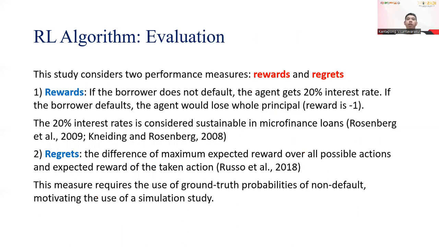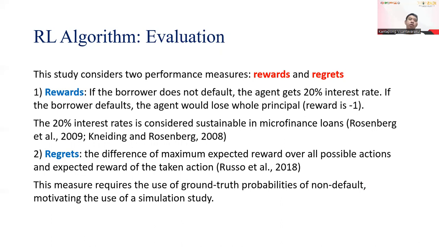How about the evaluation? There are two performance measures that we take into account. First, the rewards. If the borrower does not default, the agent gets a 20% interest rate. If the borrower defaults, the agent will lose the whole principal. This interest rate is considered to make sense in, for example, microfinance loans.